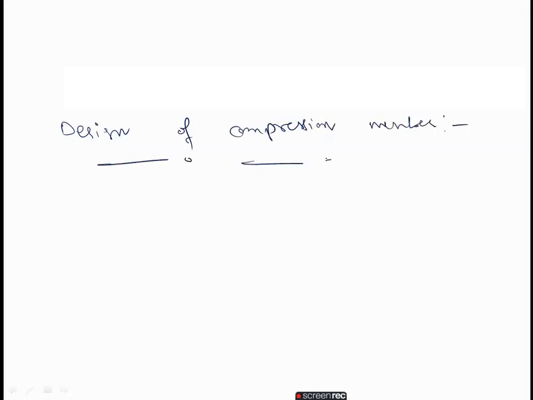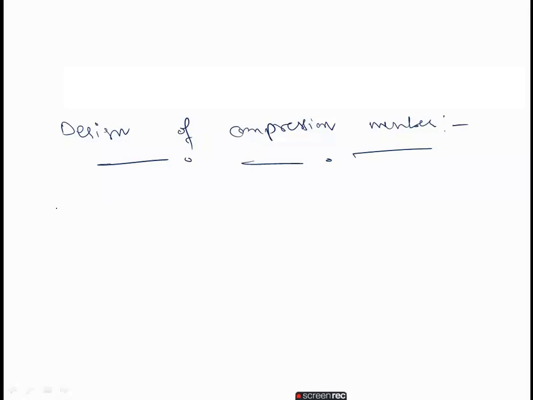Yes, today in class we are going to discuss the design of compression members. How will we design the compression member? There is a procedure. So in this design of compression members, we have a total of 6 steps.